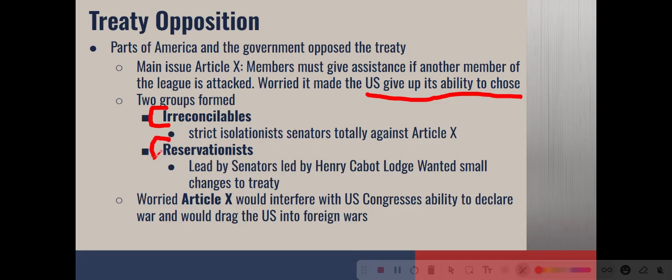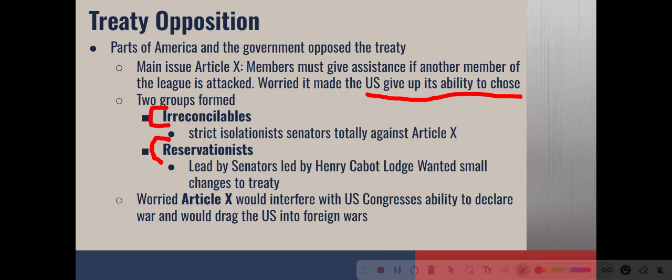The reservationists are led by a very powerful senator, Henry Cabot Lodge. He wants changes to the treaty. He says, listen, I don't hate all the treaty. I don't like Article 10. If we can have these parts of the treaty changed where we can sit out that piece, then we'll vote for the treaty.